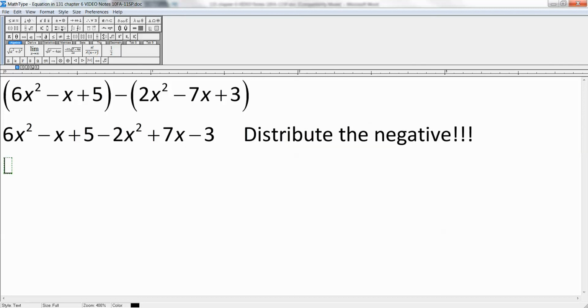Right? That's why the parentheses matter so much for subtraction problems. For addition problems, you could take it or leave it. But for subtraction, it really matters because you have to subtract away all of this.